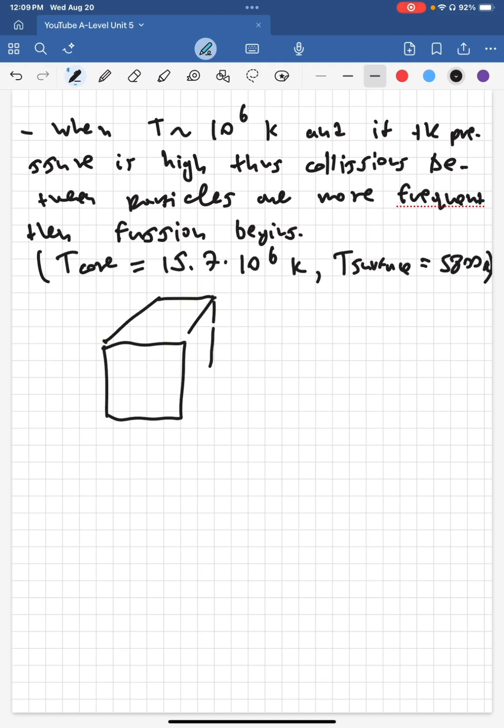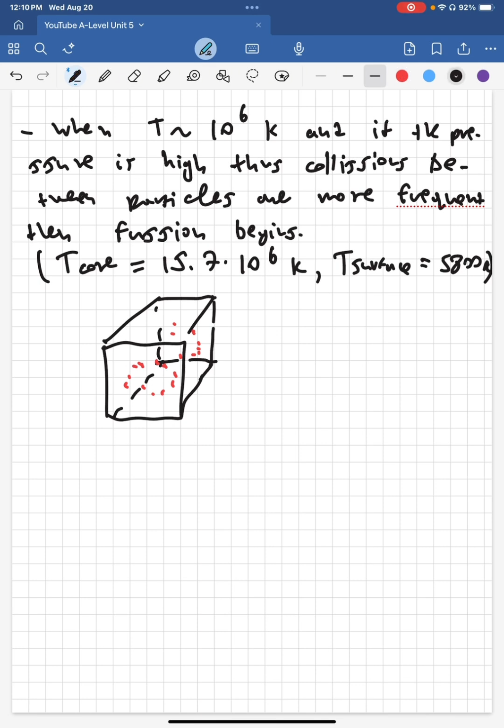So if we can imagine this as gas particles in a box. As we increase the pressure, how can we increase the pressure? By reducing this volume, right? If we reduce this volume, these guys are gonna start moving faster. Therefore, because they move faster, they have a higher velocity, more frequent collisions. Therefore, fusion begins. Okay.